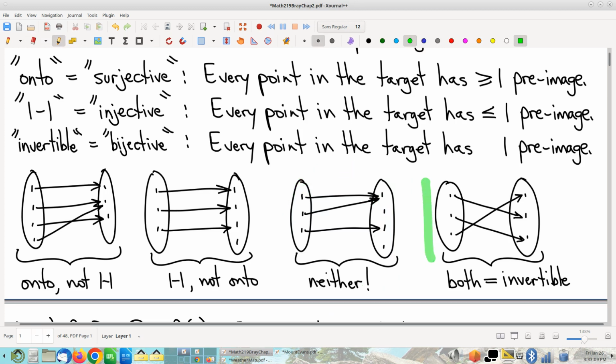And this one is both, because every point in its target has exactly one preimage. So this is what we call a bijective function, sometimes called invertible. And that's why we actually care about this whole business about preimages and images and surjective, injective, because invertibility is important. And we're going to need to be able to talk about inverse functions.